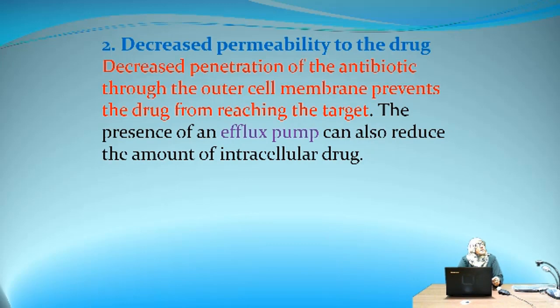Other acquired resistance is due to decreased permeability to the drug, decreased penetration of the antibiotic through the outer cell membrane, which prevents the drug from reaching the target. As well, the presence of an efflux pump can also reduce the amount of intracellular drug.